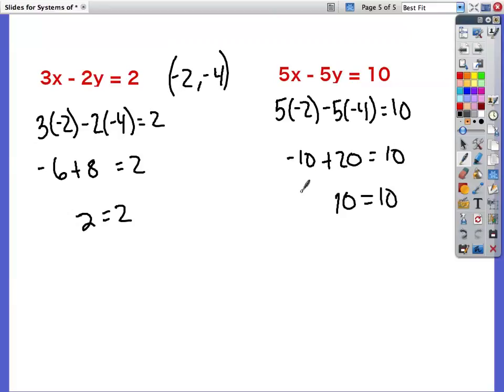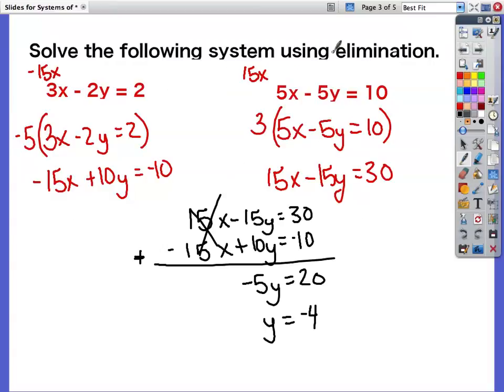So this is indeed a solution. And I've checked it because it works for both equations. It gets me to true statements. Quick recap for you. Let's go all the way back here. This right here, I think, is the hardest part of this method because it's the newest.